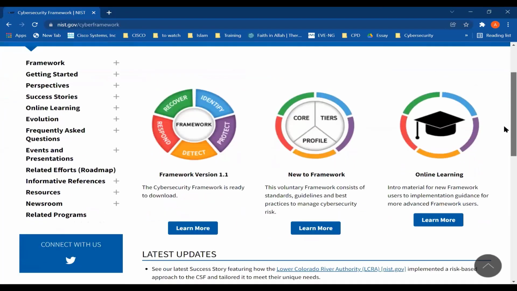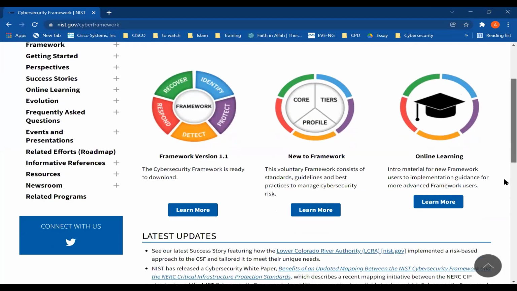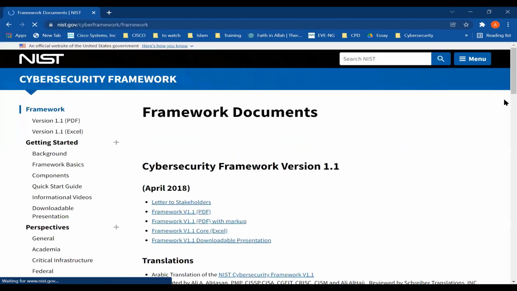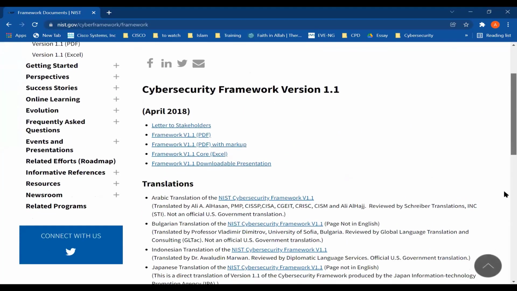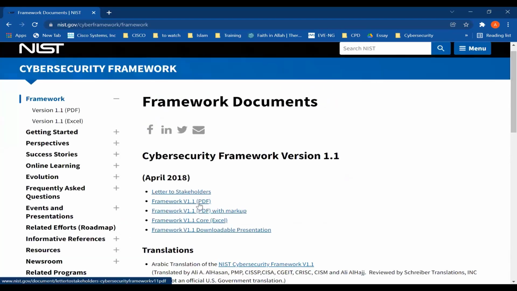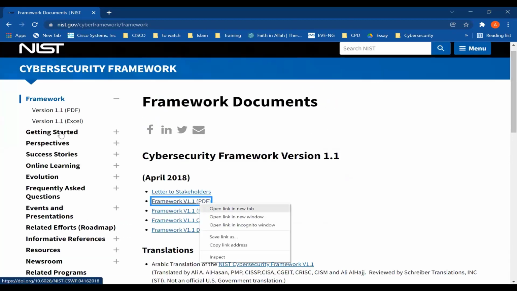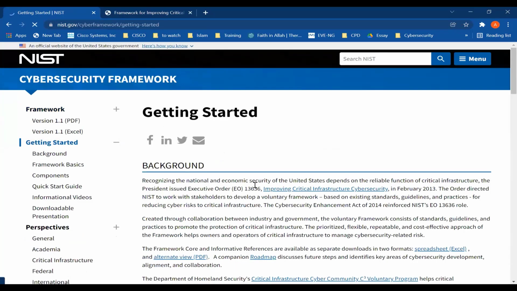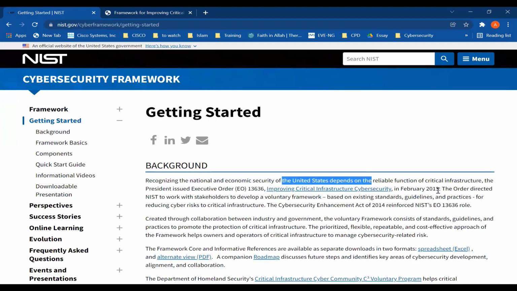It has version 1.1. What is new? Online learning. They have something you can learn. They talk here about what the framework is all about. This is the cybersecurity framework. What it contains, what the core components are, you can check from version 1 to version 1.1. Then they talk about how you can start. It is a recognition of the national and economic security of the United States depending upon reliable critical infrastructure. So if you need to protect critical infrastructure, they need to make sure they follow a certain framework and standard. Am I right?